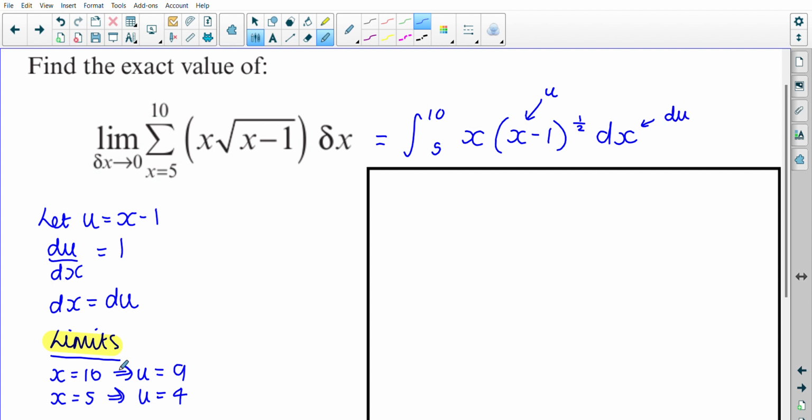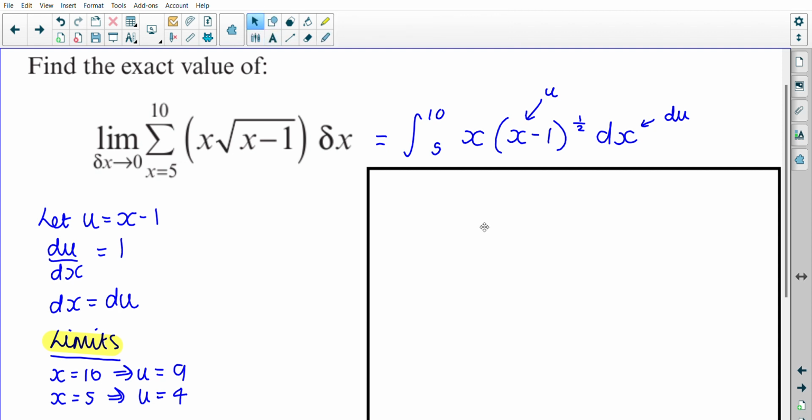I also have to change the limits if I'm making an integral entirely in terms of u and integrating with respect to u. The limits are in terms of x. So I just use the fact that u equals x minus 1. So if x is 10, u is 10 minus 1, which is 9. If x is 5, we've got u is 5 minus 1, which is 4.